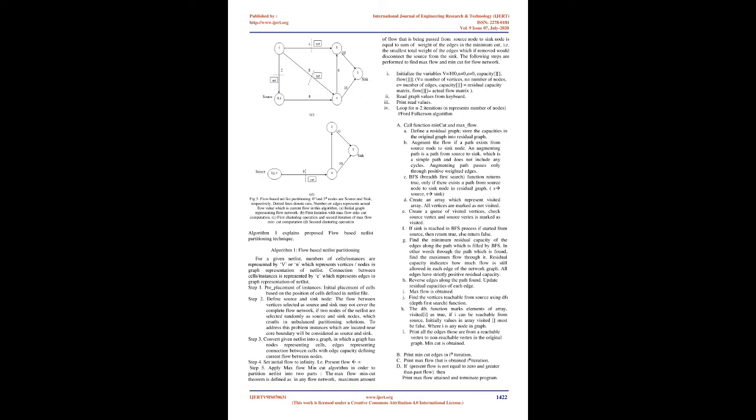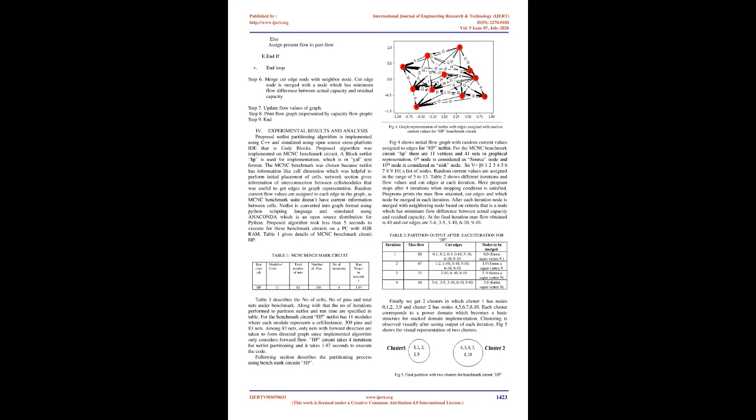C. BFS, breadth first search, function returns true only if there exists a path from source node to sink node in the residual graph. S is source, T is sink. D. Create an array which represents the visited array. All vertices are marked as not visited. E. Create a queue of visited vertices, check the source vertex, and the source vertex is marked as visited. F. If sink is reached in the BFS process, started from source, then return true, else return false.